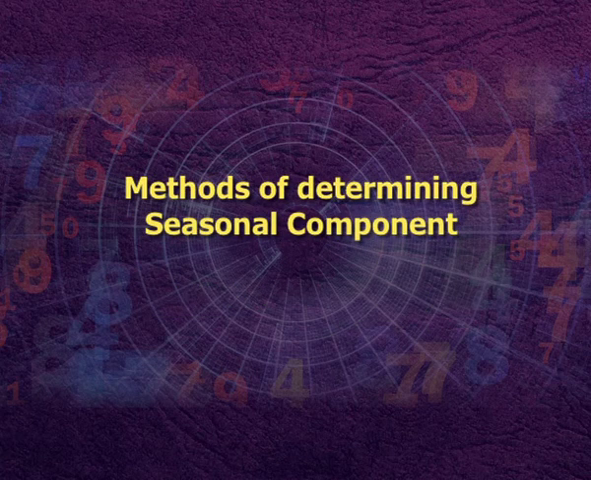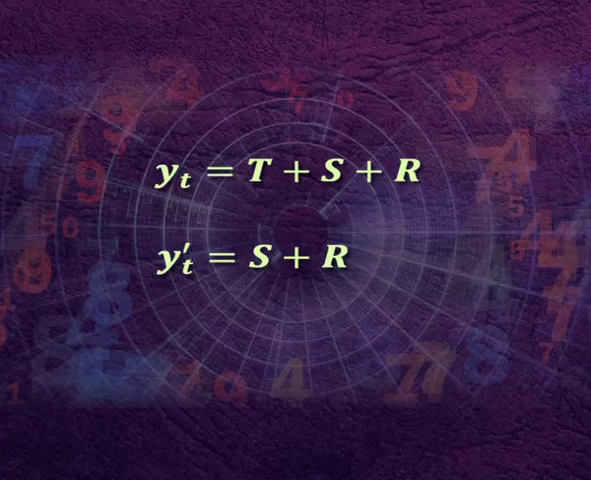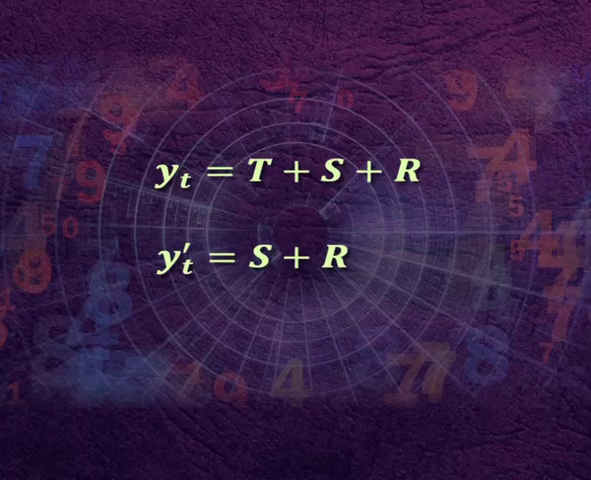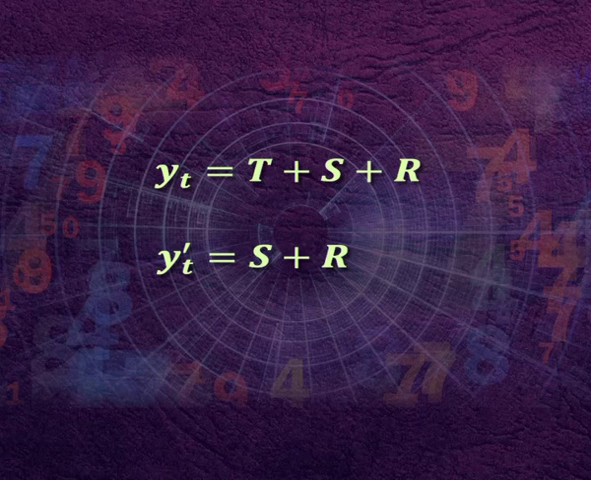Methods for determining seasonal component. Number 1. Moving average method. Given time series can be expressed in its additive form by yt equal to t plus s plus r. When we apply moving average method to determine trend, then subtract estimated trend t cap from the series, so that we get yt dash equal to s plus r, which consists of seasonal and random component.